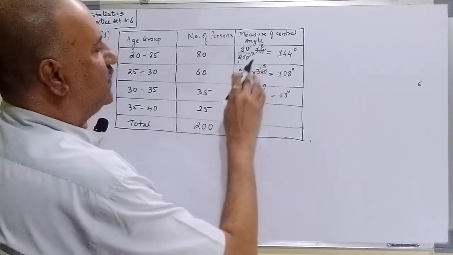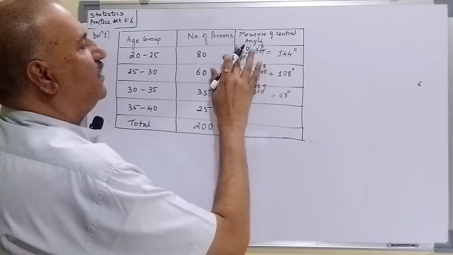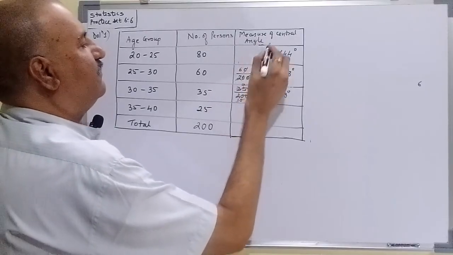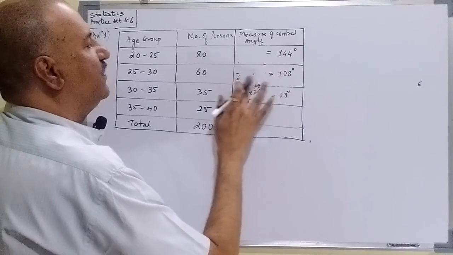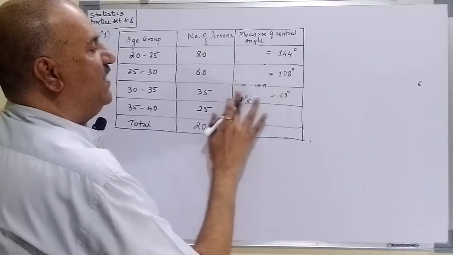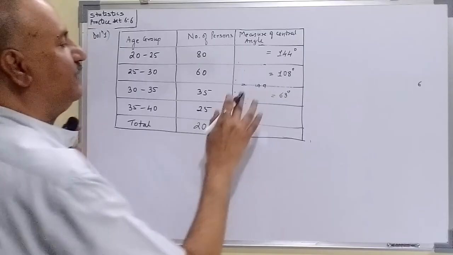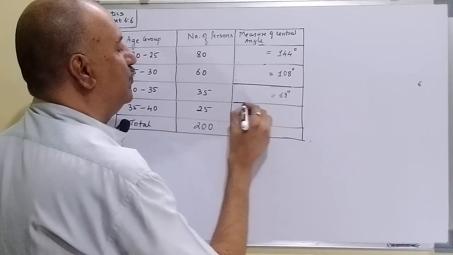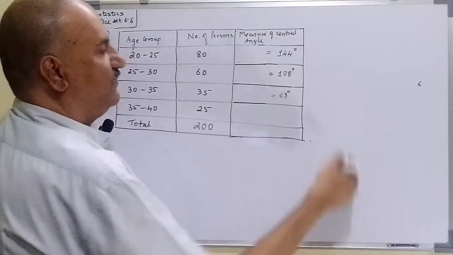So please don't do this rough calculation in the answer. You can do it in rough. Don't do cancellation here because it looks very shabby, very dirty, and the examiner will not appreciate it. So calculations you do in rough somewhere.